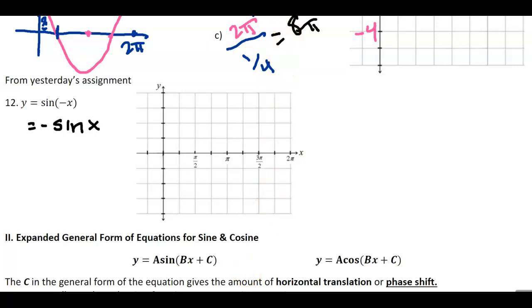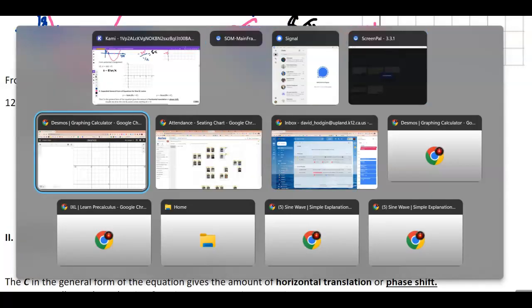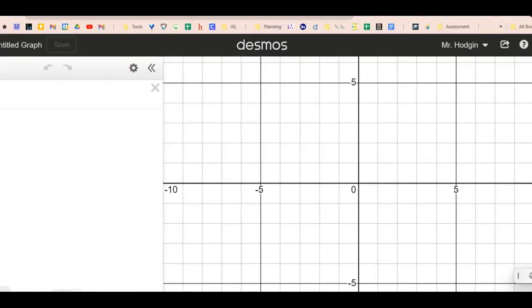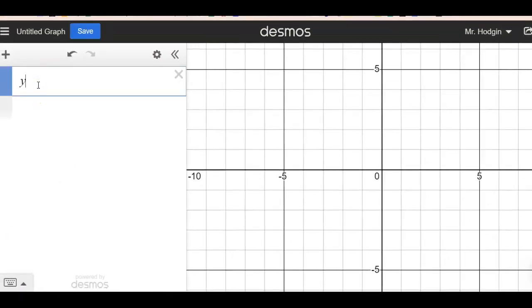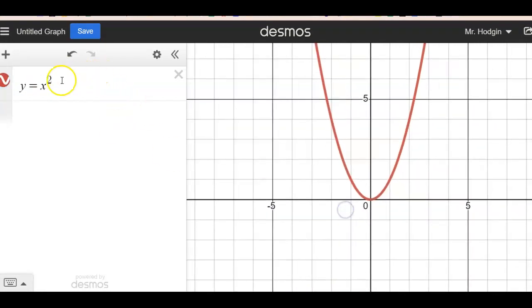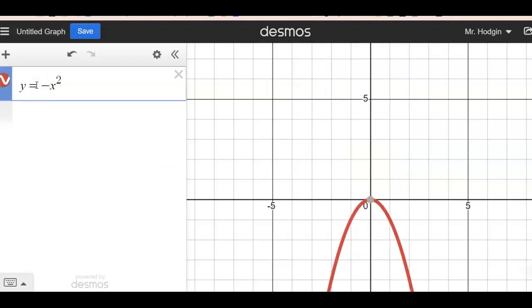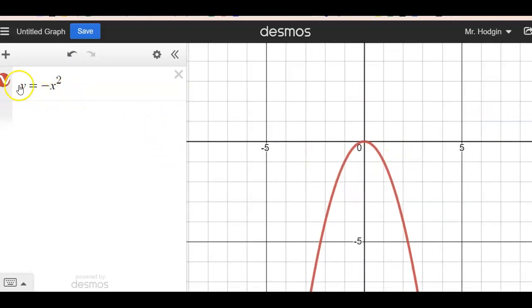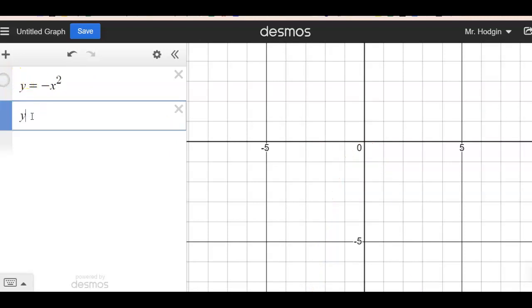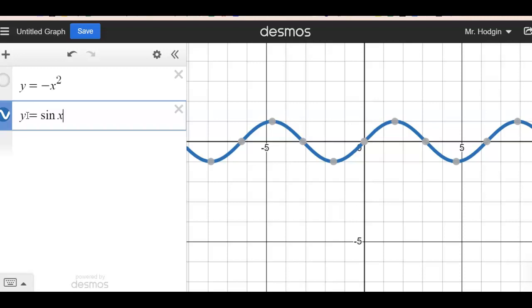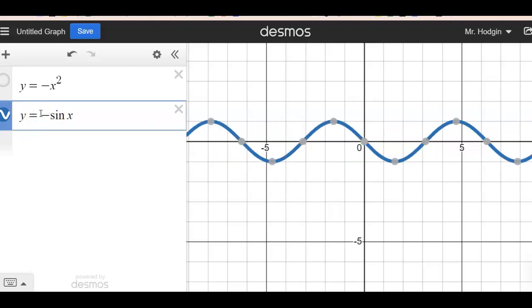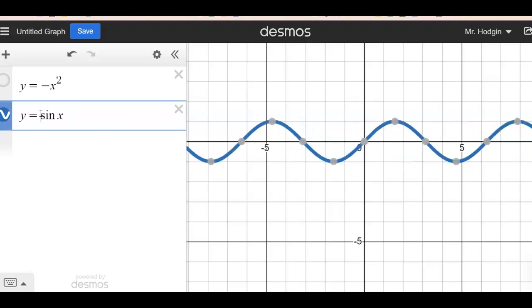Meaning if I go to Desmos here, and I did this with our old friend the parabola, said y equals x squared, and I get a parabola, and then I go ahead and put a negative in the front, all that did was flip the graph, right? So it does the same thing with sine and cosine. If I have y equals sine of x, I get this. If I put a negative in front, it just switches the positive y's and the negative y's. So in effect, it just flips the graph over.